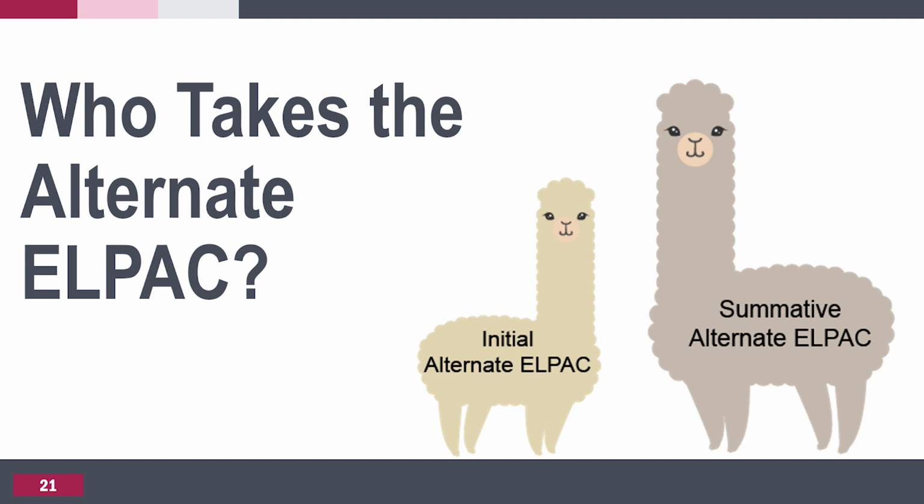They have not taken the ELPAC before. They have not been classified as an English learner in California. Their home language survey lists a language other than English, and they must have been determined eligible for an alternate assessment by an IEP team.